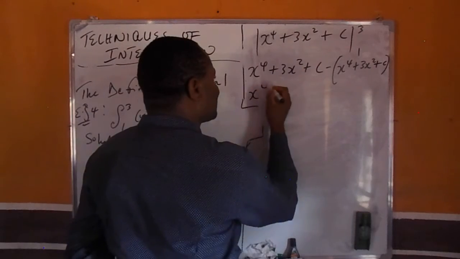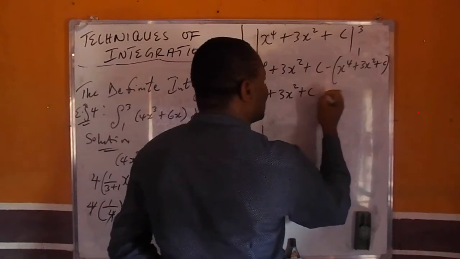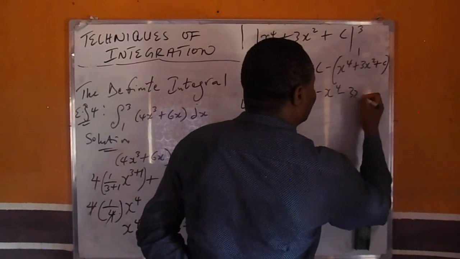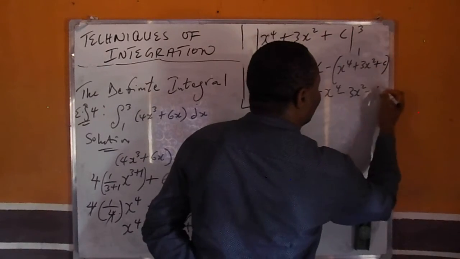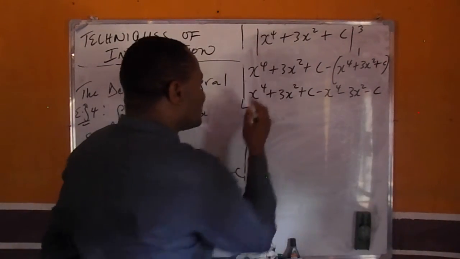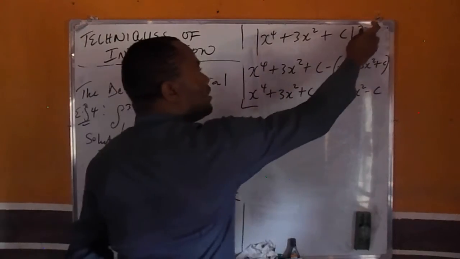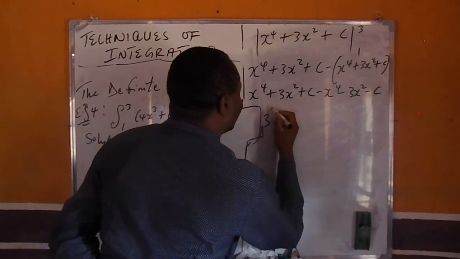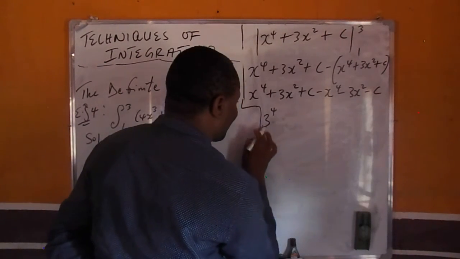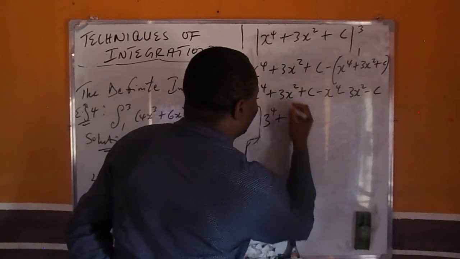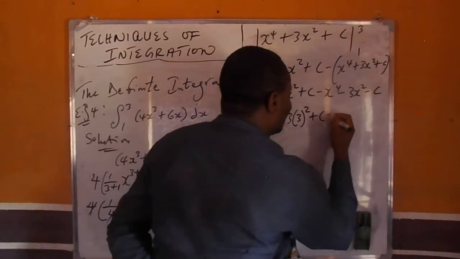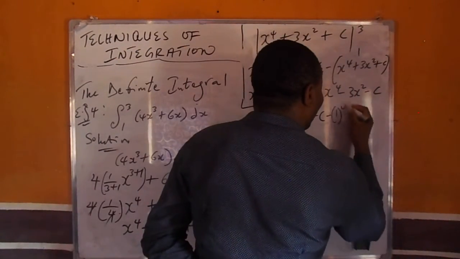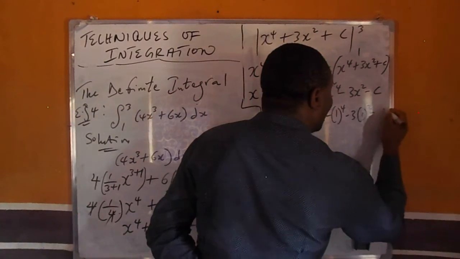This one will now give us x raised to power 4 plus 3x squared plus c, minus x raised to power 4 minus 3x squared minus c. Now, in the first expression, we use 3 to replace x. So that will give us 3 raised to power 4 plus 3 in bracket 3 raised to power 2 plus c, minus, in the second expression, we replace x with 1: 1 raised to power 4 minus 3 in bracket 1 raised to power 2 minus c.